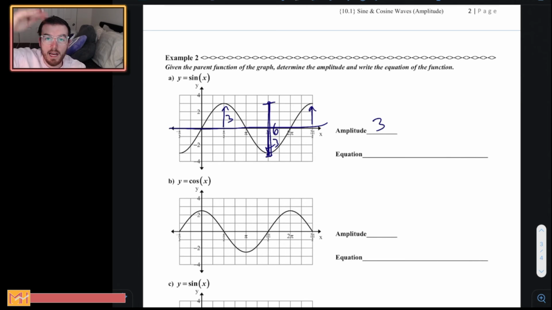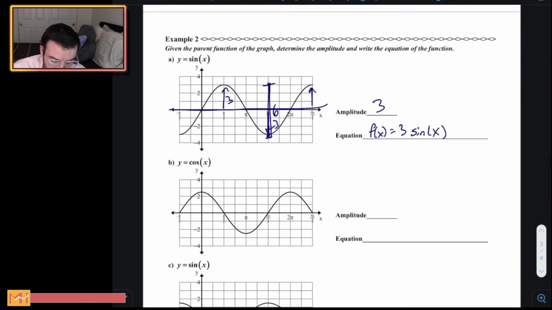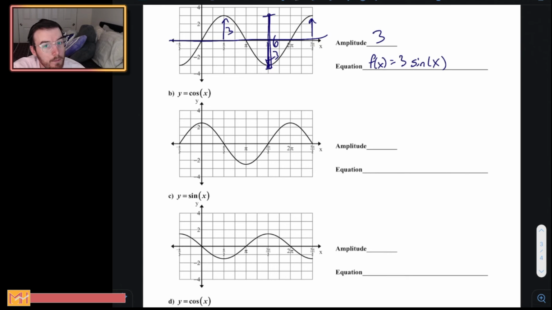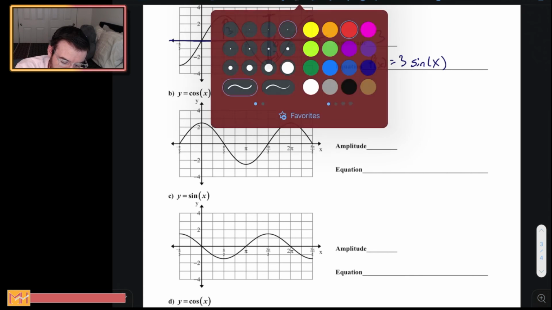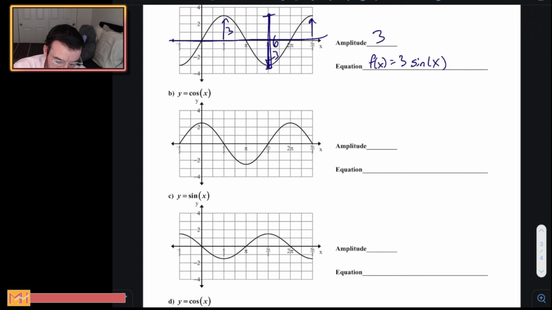Okay, from high to low, the distance between them is 6, but it's about if we split it down the middle. And what does that mean? Well, this is a sine function, and our amplitude is 3, so the function would look something like that. Now, keep your eyes peeled as we go through these for where it might be flipped. It might be flipped, and we might need to write negative 3 instead. Let's keep going. Some options pop up on screen here.